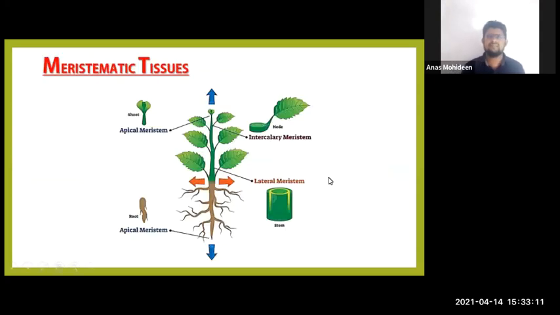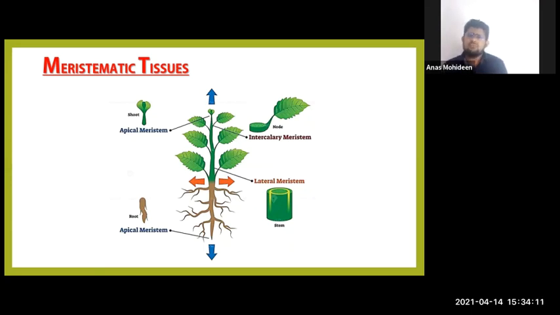So the first one, the meristematic tissues. We said they are the plant tissues with the ability of cell division. And based on the location, we divide them into three: apical meristem, intercalary meristem, and lateral meristem.